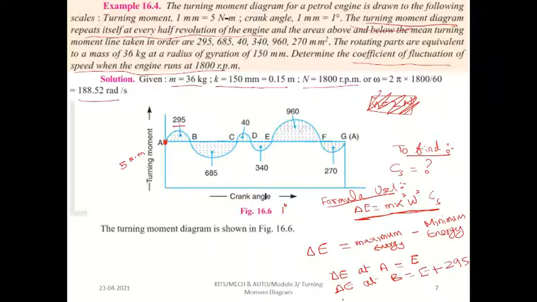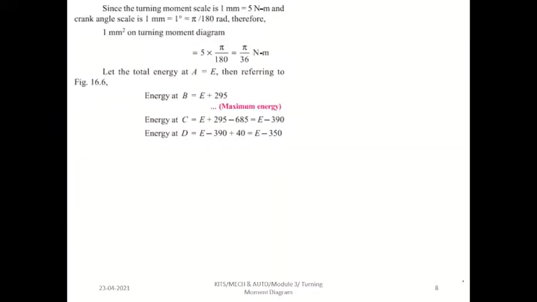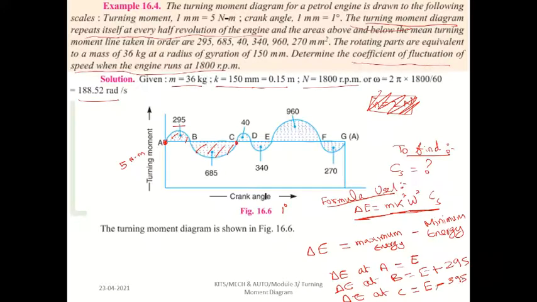Next at C, del E at C. We have E plus 295 here, but in the down portion we have 685. So 295 minus 685, or 685 minus 295. What is the answer? 685 minus 295. I think 395. Let us check it once. Sorry, 5 will be cancelled. So 390.